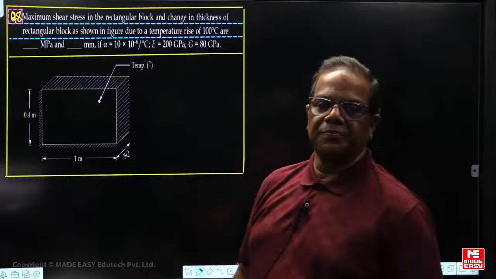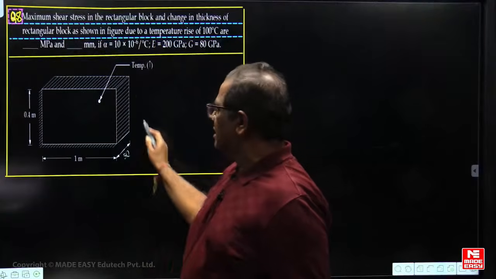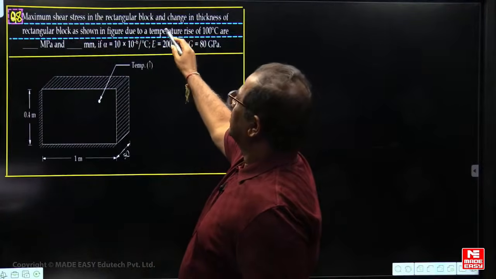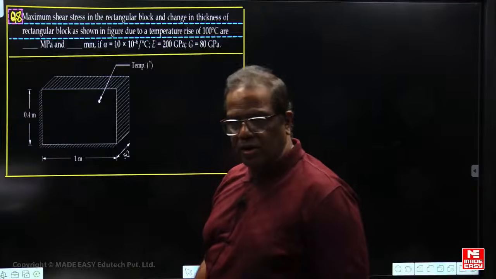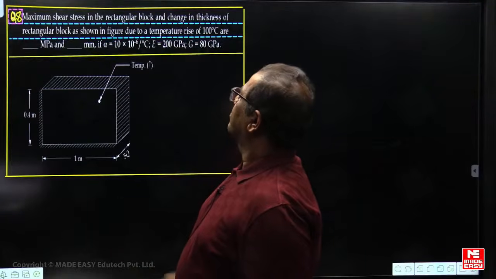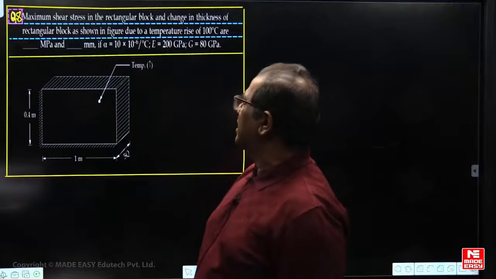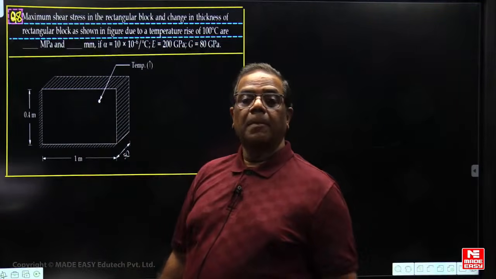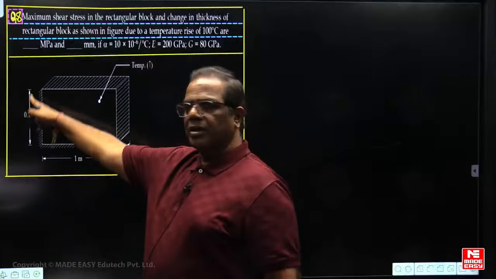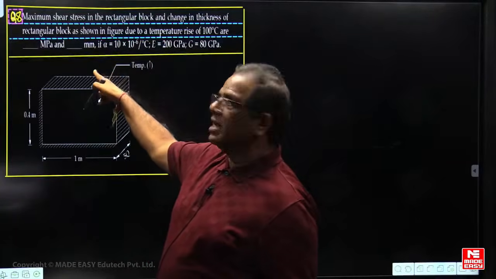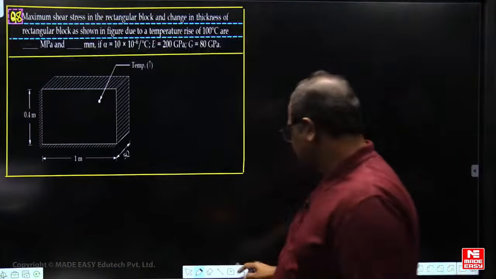Now, this is from thermal stress. Question number 8. Maximum shear stress in the rectangular block. There is a rectangular block. You have to find out the maximum shear stress in this rectangular block and the change in thickness of the rectangular block. This is the thickness. As shown in figure, due to a temperature rise of 100 degrees centigrade. So temperature increased by 100 degrees centigrade. For this case we have to find the maximum shear stress and also the change in thickness. This is length, this is width and this is thickness. Coefficient of thermal expansion alpha was given, Young's modulus was given, G was given. So can you give the answer now, quick.